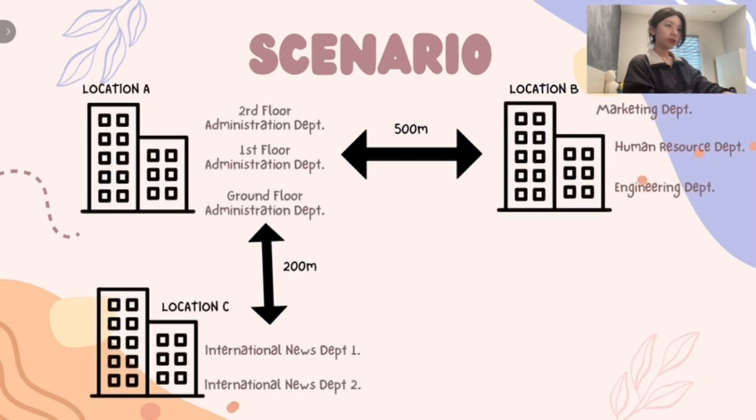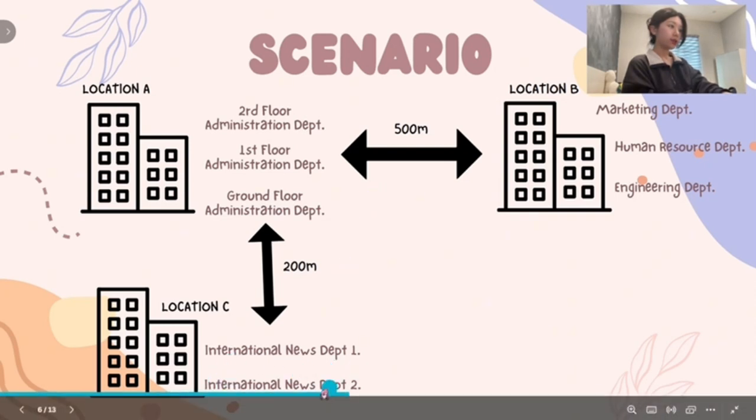This slide shows the geographical location and distance of each of the departments of MediaWave broadcaster. In location A, the administration department is located on the second floor, the newsroom department on the first floor, and the production department on the ground floor. Location B includes the marketing department, human resource department, and engineering department that are located on different floors of location B, and there is a 500-meter distance between location A and B. The 2 international news departments are in location C, and they are 200 meters away from location A.